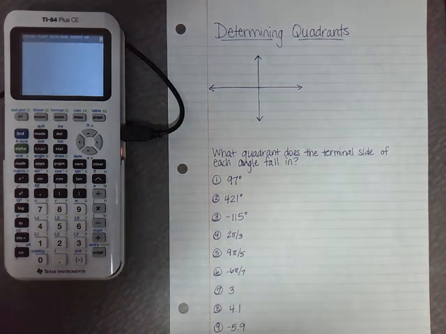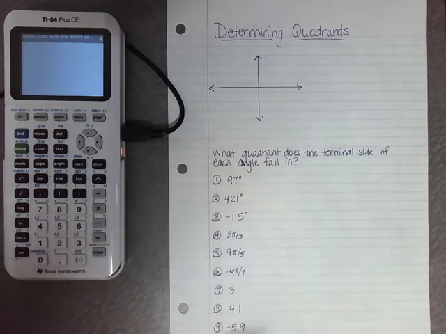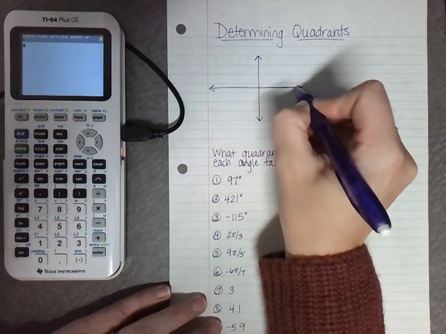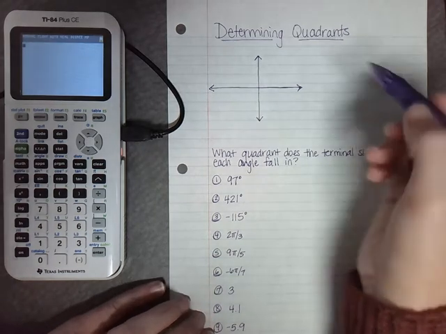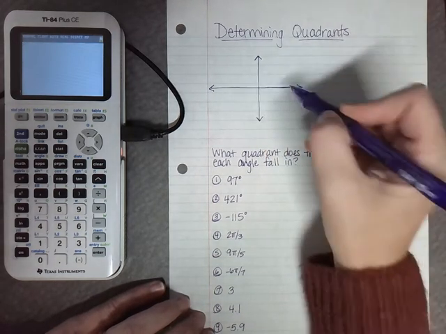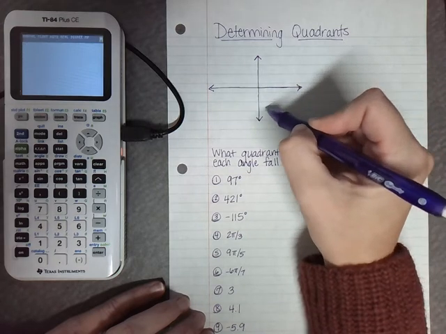In this video, we're going to look at various angles in radian form and degree form and determine which quadrant of the coordinate plane the terminal side of the angle falls in. Remember, the terminal side is the ending side. Most of our angles for now are going to start right here on the positive side of the x-axis. And if they're positive, remember they're going to open up and go counterclockwise. If they're negative, they're going to open down and go clockwise.